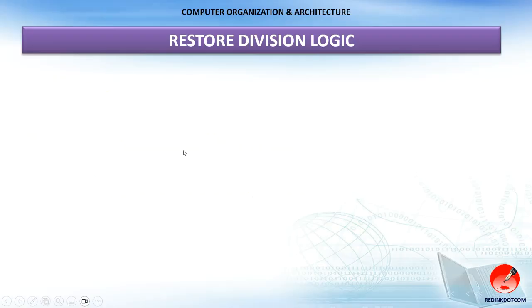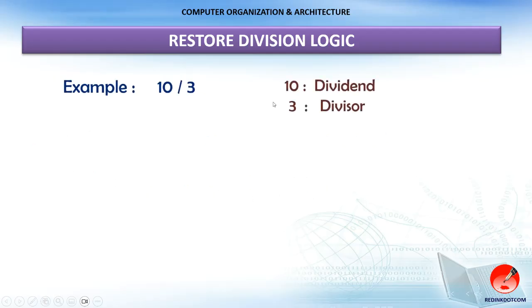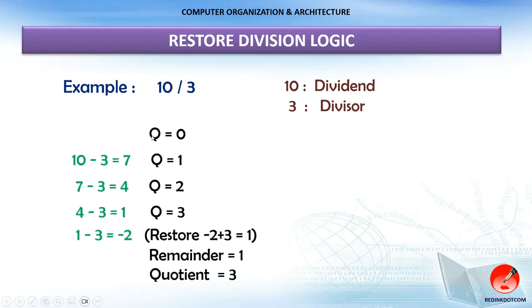Let's see the example. If you want to divide 10 by 3, then 10 is the dividend and 3 is the divisor. Initially, quotient is set as 0. First you subtract the dividend minus divisor, you get 7. You check whether this is a positive or negative value. This is a positive value, then you increment the value of the quotient. So initially quotient is equal to 0, now it becomes Q equal to 1.